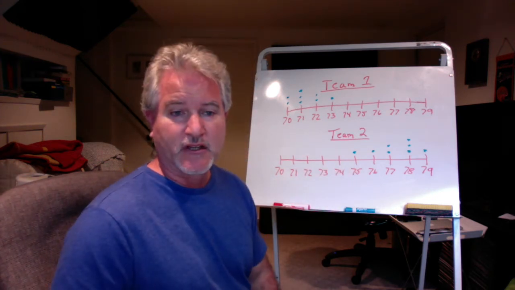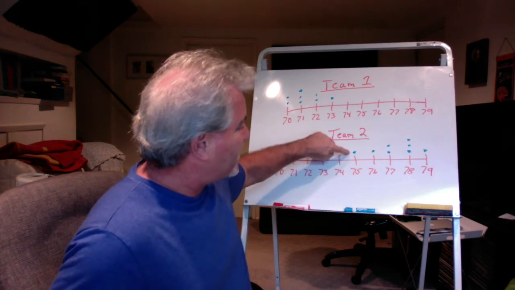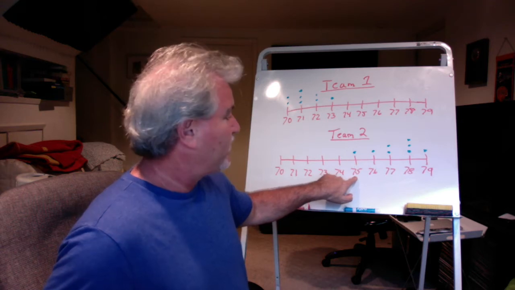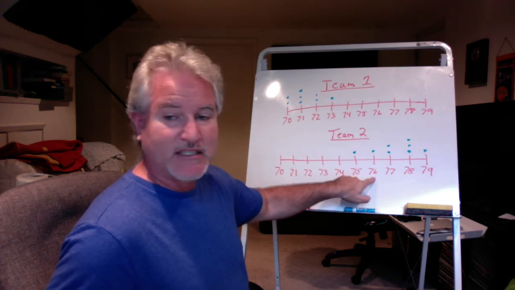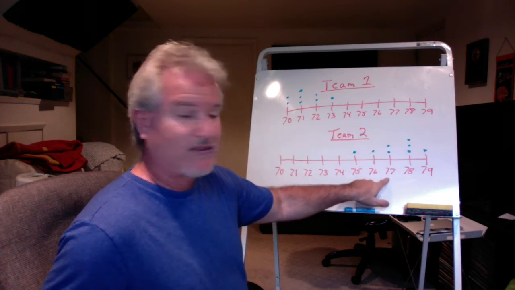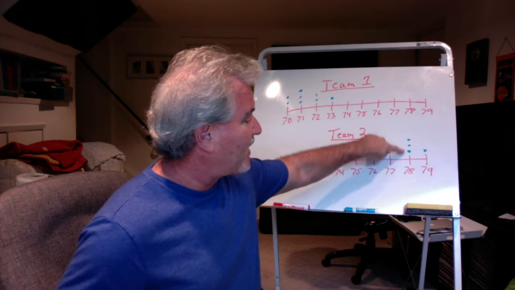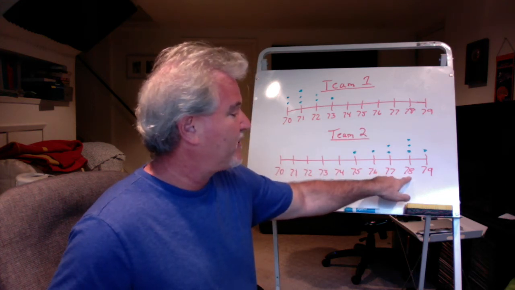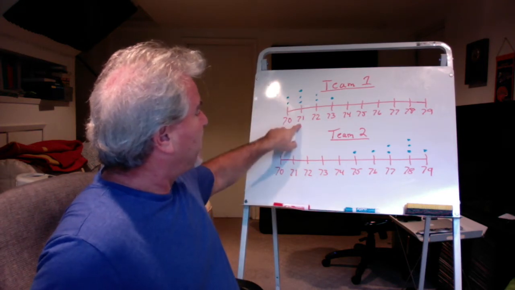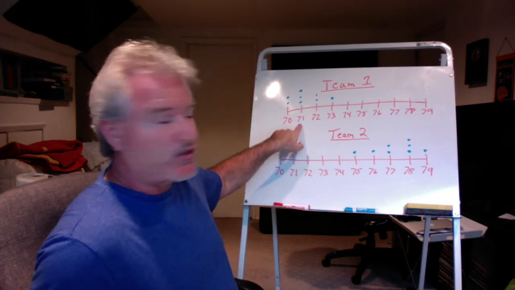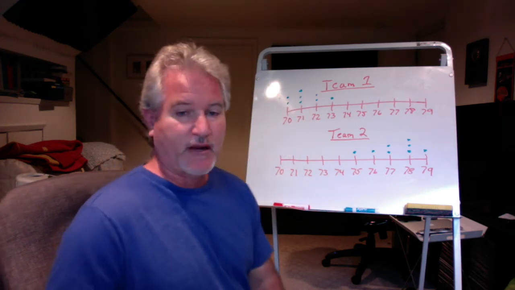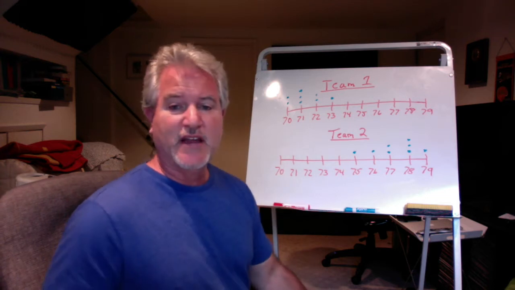represent players. So for instance, this dot means that there's one player on team 2 who's 75 inches tall, one player on team 2 that's 76 inches tall. There are two players, two dots, that are 77 inches tall, and three dots on team 2 that are 78 inches tall, and then 1 at 79. Same thing with this. There are three players on team 1 that are 71 inches tall. Two at 70, two at 72, and 1 at 73. So the blue dots represent the number of players.